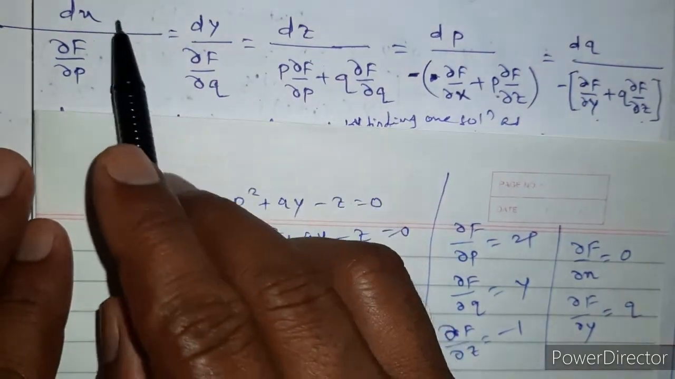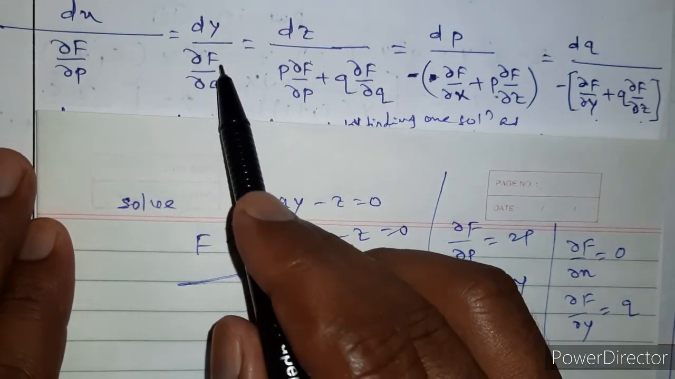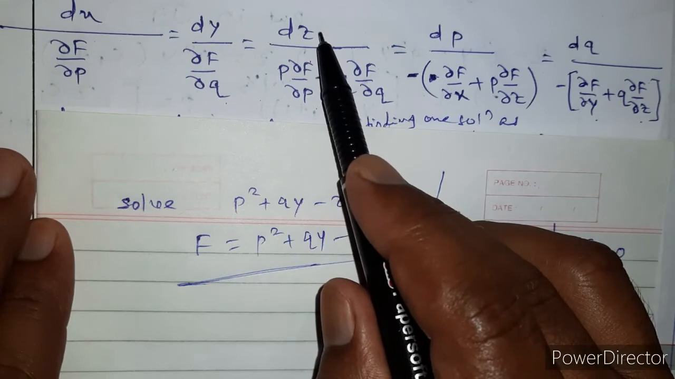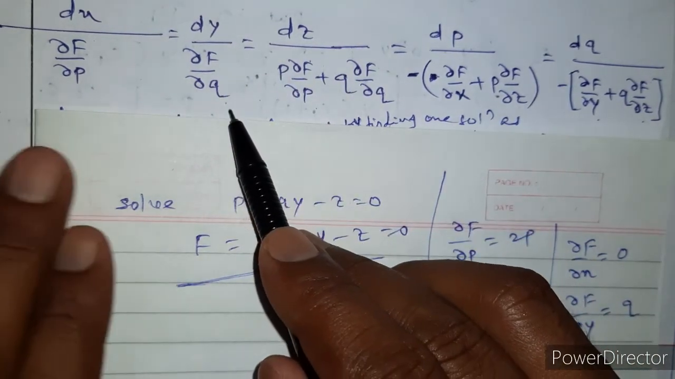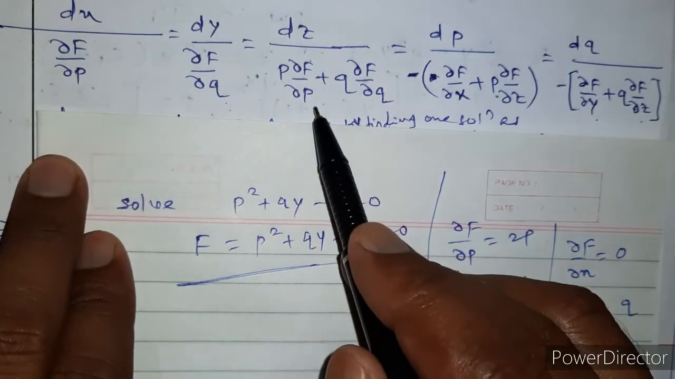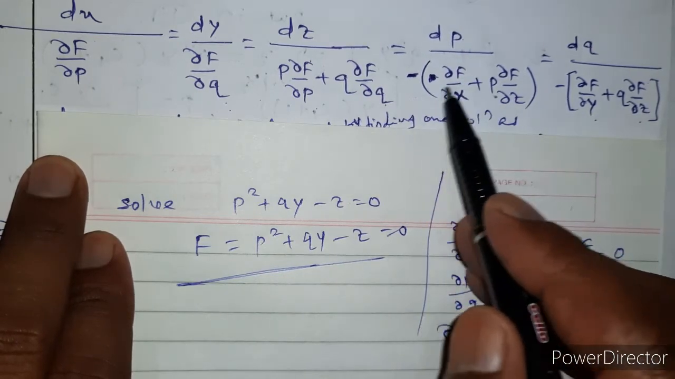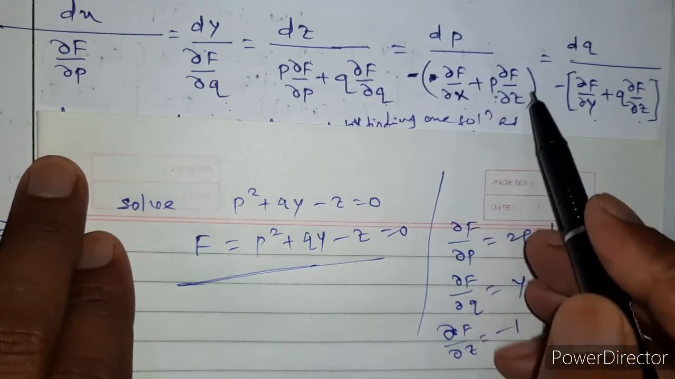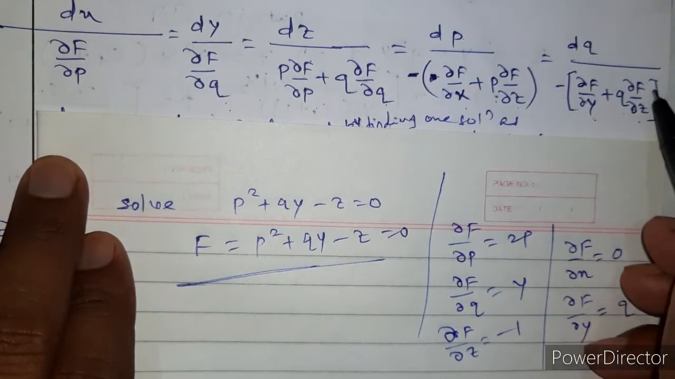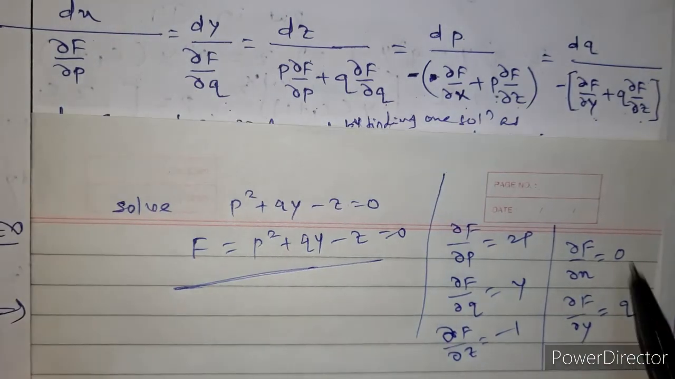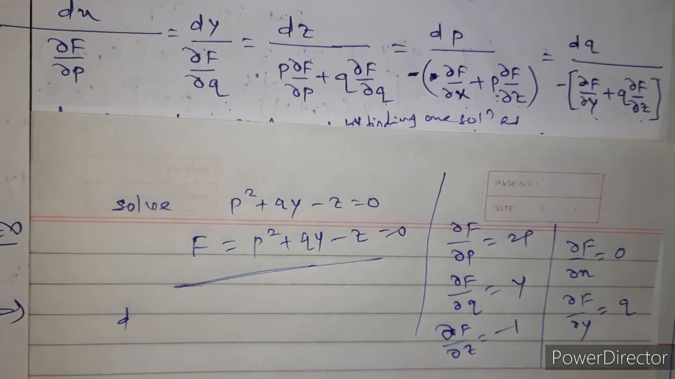Now write down this equation. Yes, write it down. dx/(∂f/∂p) = dy/(∂f/∂q) = dz/(p ∂f/∂p + q ∂f/∂q) = dp/(−∂f/∂x − p ∂f/∂z) = dq/(−∂f/∂y − q ∂f/∂z). So put all values here. See, I am writing. If you don't understand, then tell me immediately.